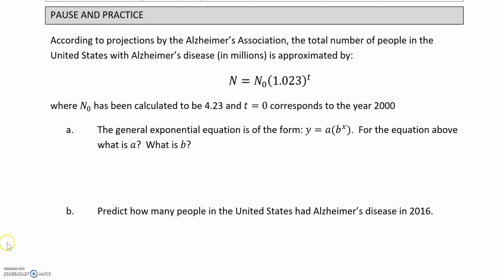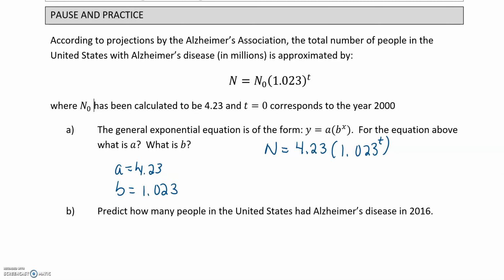So pause and answer the following questions. Part A says the general exponential equation is of the form y = a times b^x. For the equation above, what is a and what is b? First thing we should do is substitute our value of N₀ into the original equation. We know that N = 4.23 times 1.023^t. Therefore, a is equal to 4.23 and b is equal to 1.023.